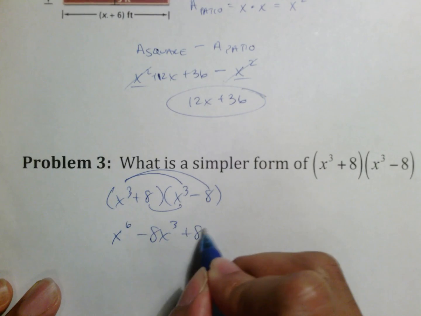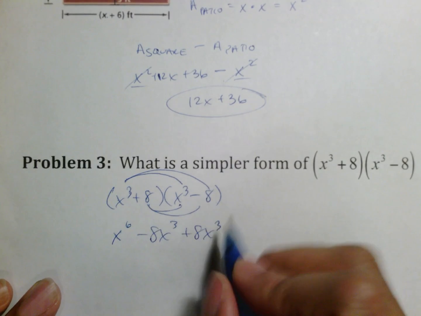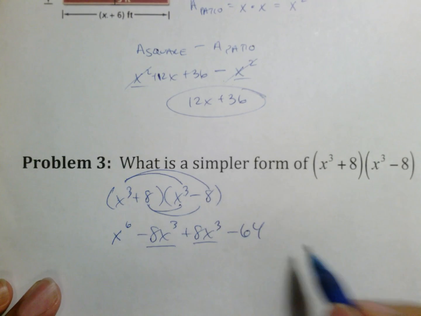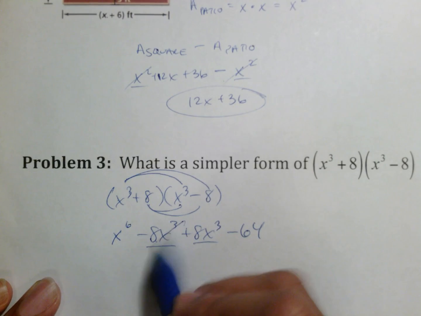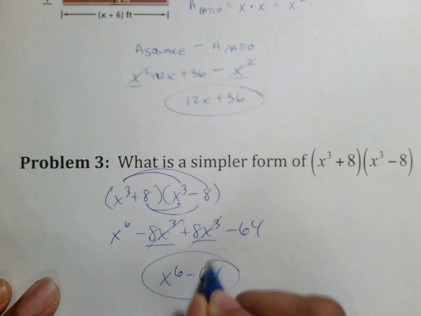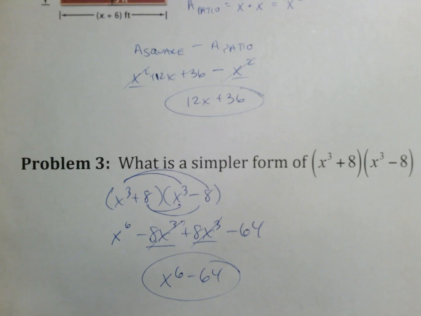This gives me plus 8x to the third. And then minus 64 here. And what you notice is when you go to put your like terms together, these two are opposite, so they cancel out, giving us x to the sixth minus 64. And that would be your final answer there.